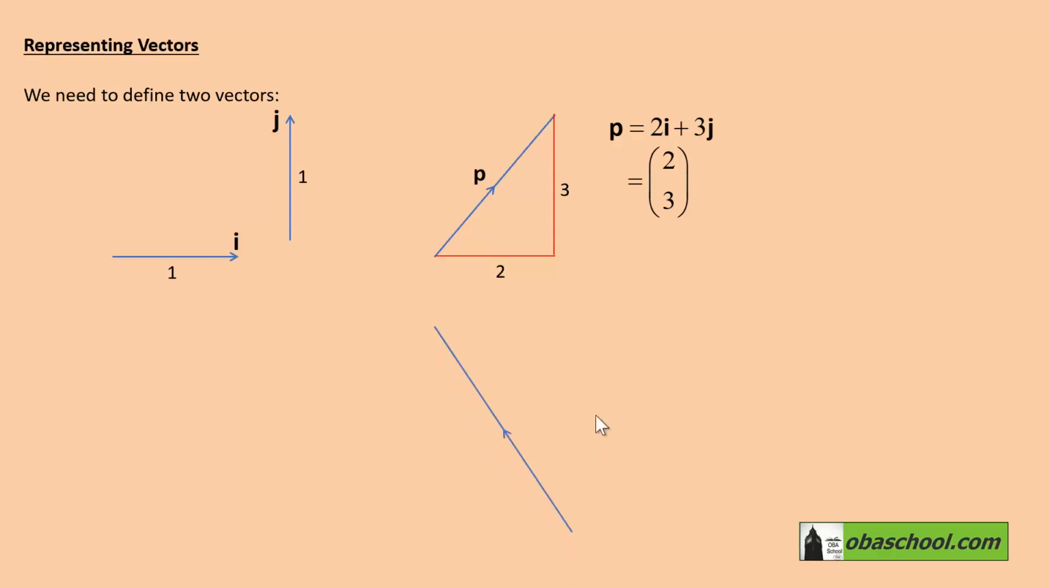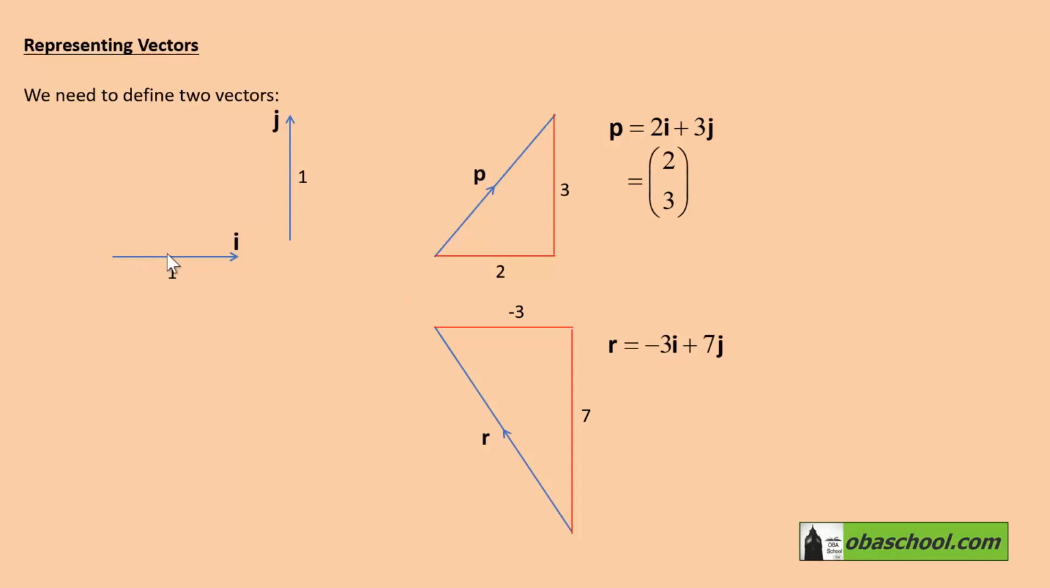So now let's consider this vector. Let's call this one R. To go from this corner to this corner, we're going up by 7 and left 3 units. So if we're going left, that's negative 3. So we say R is negative 3i plus 7j.